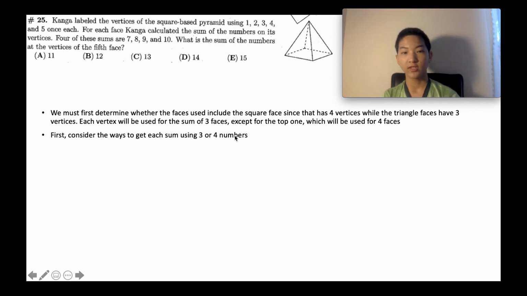So first, we consider the ways to get each sum using 3 or 4 numbers from this list, 1, 2, 3, 4, 5.